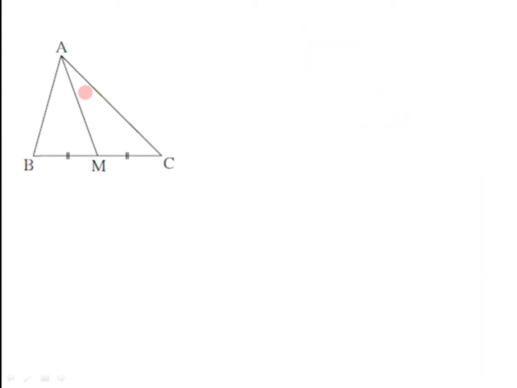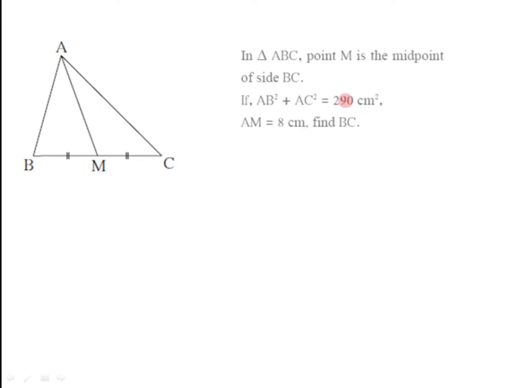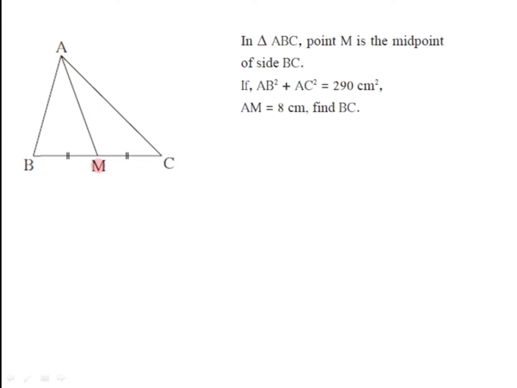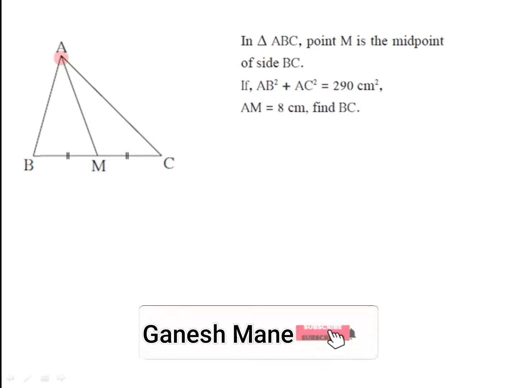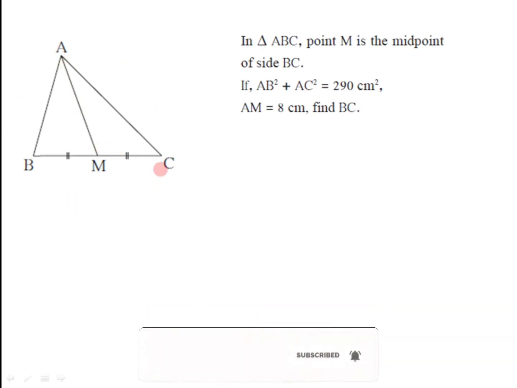Let us have the next question, which is based on this diagram. Question is, in triangle ABC, point M is the midpoint of side BC. The value of expression AB square plus AC square is given to be 290 centimeter square. The length of AM is given to be 8 centimeter, and from that we have to find BC. Now again here, as M is the midpoint of segment BC, where point A and point M are joined, which is one of the medians of the triangle. This segment AM is the median of triangle ABC.